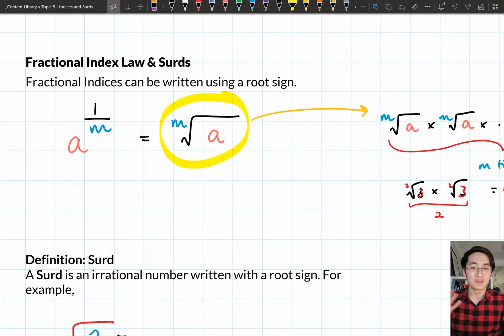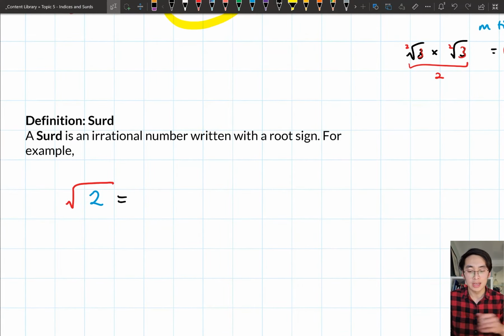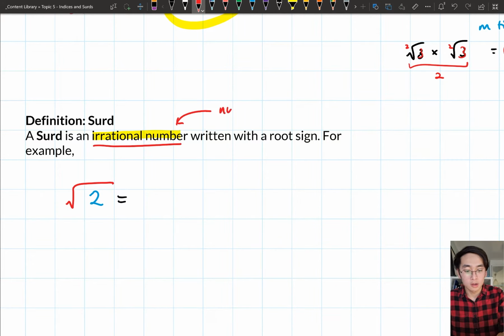And so here we actually get introduced to a new word: a surd. Now, a surd is an irrational number written with a root sign. For example, square root 2. Here we've got a few words that we need to talk about. Irrational number. An irrational number just means a number which cannot be written as a fraction.